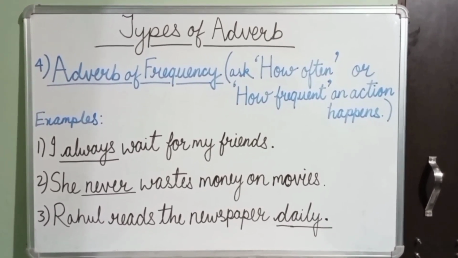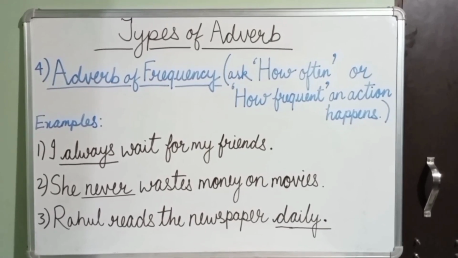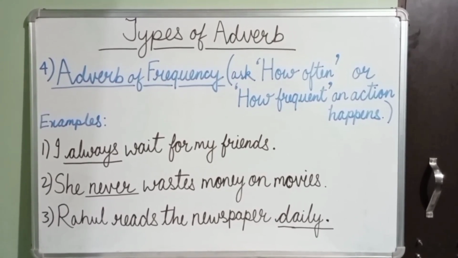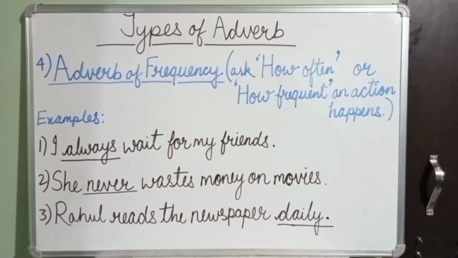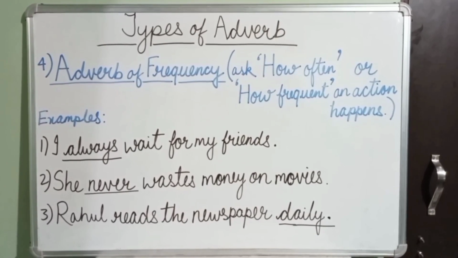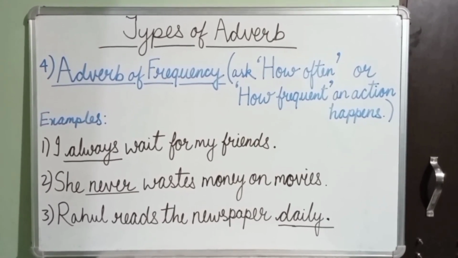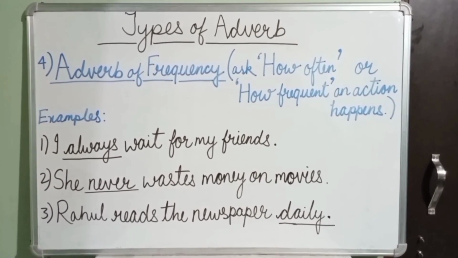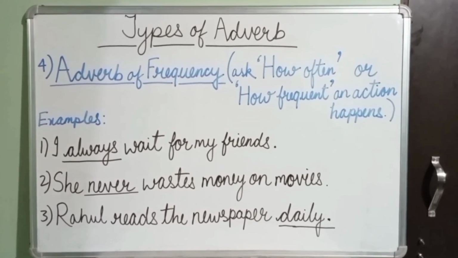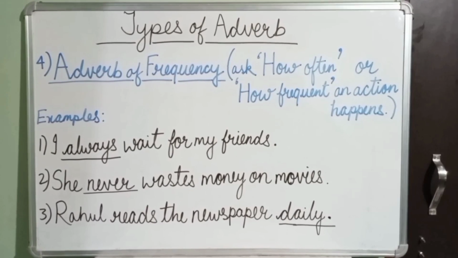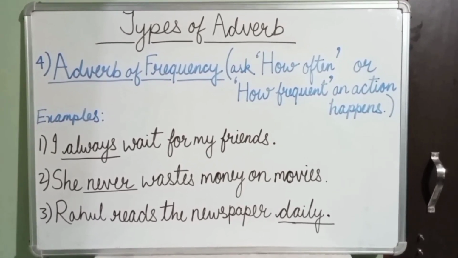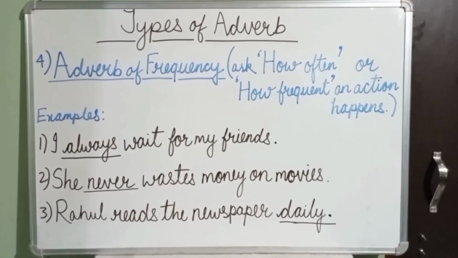Number 2, she never wastes money on movies. Ask a question. How often does she waste money on movies? The answer comes never. So never is our adverb. Number 3, Rahul reads the newspaper daily. Ask a question. How often does Rahul read the newspaper? The answer comes daily. So daily is our adverb.